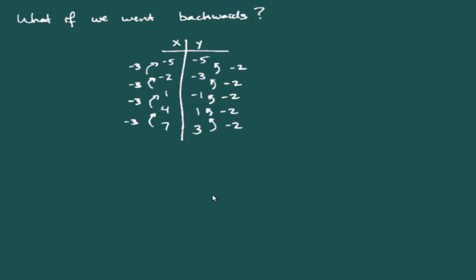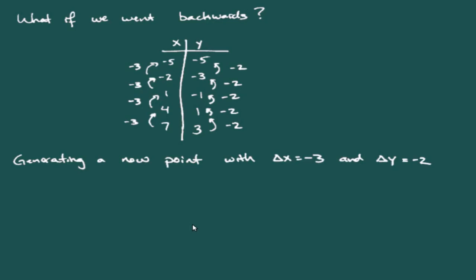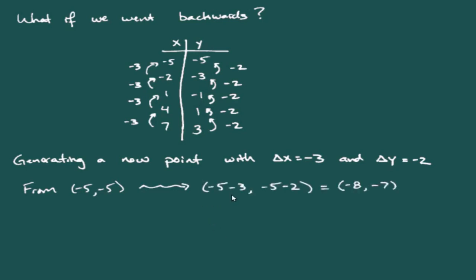And so let's generate a new point with delta x being -3. So our change in x is -3, and our change in y is going to be -2. Starting from our point (-5, -5), we subtract 3 from our x value. So we've got -5 minus 3, which is going to give us -8. We subtract 2 from the y value, so -5 minus 2 gives us -7. And just as before, we ask ourselves the question, is (-8, -7) a solution to this equation?